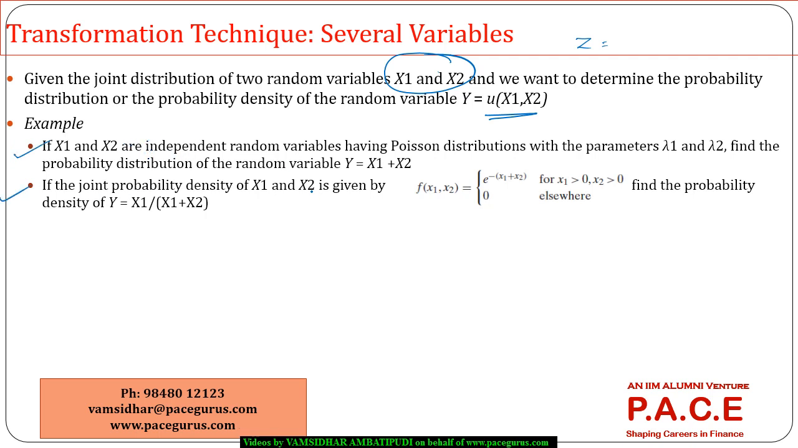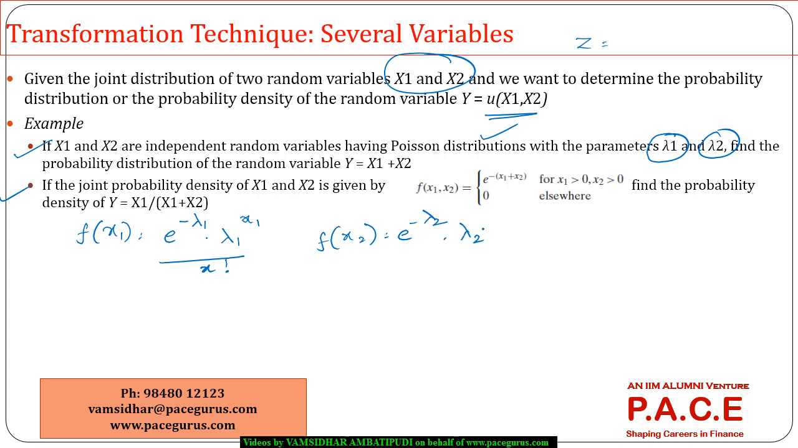If x1 and x2 are independent random variables having Poisson distributions with parameters lambda 1 and lambda 2. So obviously we get f of x1 is nothing but e to the power of minus lambda 1, lambda 1 to the power x1 by x1 factorial. F of x2 is nothing but e to the power of minus lambda 2, lambda 2 to the power x2 by x2 factorial.